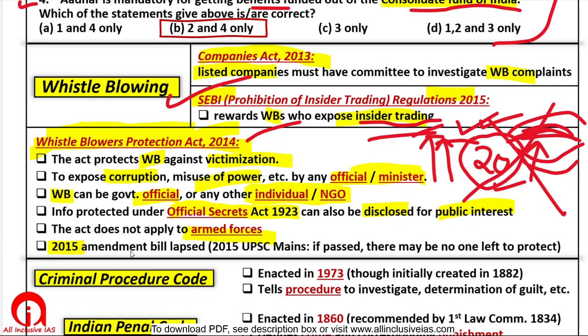Now, in 2015, the government tried to amend this Act. But that amendment bill lapsed because the amendment was hugely controversial. It was said that the bill would kill whistleblowing. That was a very dangerous thing, just like the RTI amendment of 2017, that if you die while filing an RTI, then the RTI application will end itself. Similarly, this was also a very dangerous thing. In the 2015 UPSC Mains exam, UPSC asked this question: if the proposed amendments to the Whistleblowers Act are passed, then no one will be left to protect.